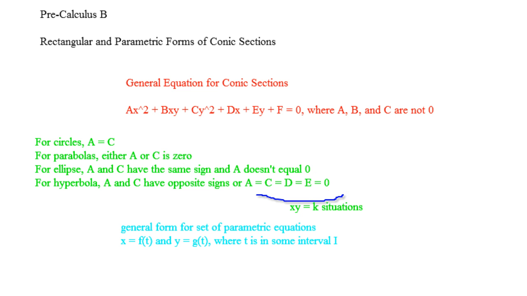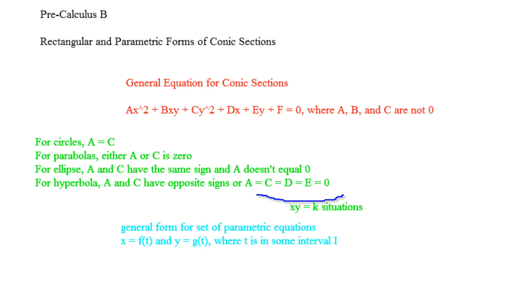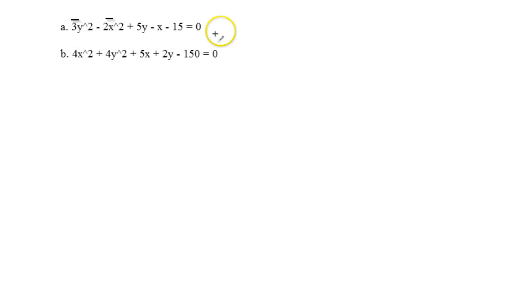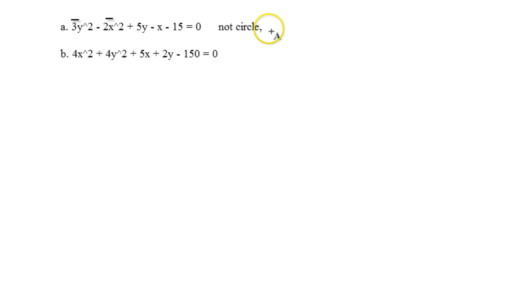All right, so let's take a look at some example problems with that. So some things to look at in here. Obviously we have both a and c right here. So let's take a look at some of the rules. Okay, so for circles, a equals c. Well, obviously this is not equal, so this is not a circle. Okay, so you can use process of elimination to rule it down. So it's definitely not a circle. For parabolas, either a or c is 0. Well, those are definitely not zeros, so it's definitely not a parabola. Okay, so this is kind of nice. We've at least eliminated 2 of them.